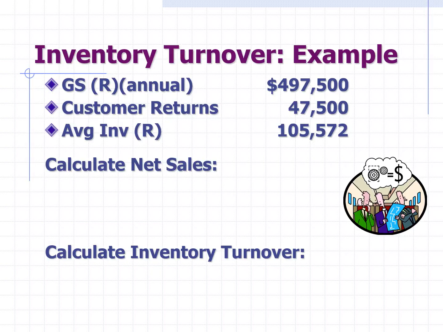Like I said before, inventory and stock mean the same thing. This average inventory at retail is the same thing as average stock at retail, or average retail stock, average retail inventory. They all mean the same thing. So on average, the inventory level was $105,572. If that was the case, let's first calculate net sales given the gross sales and customer returns figures, and then let's calculate inventory turnover. Let's pause the video.